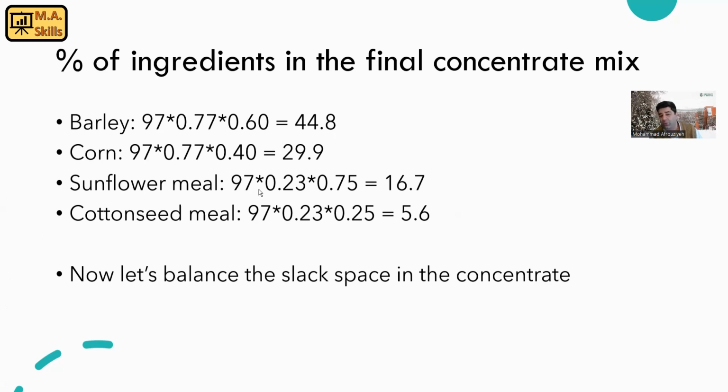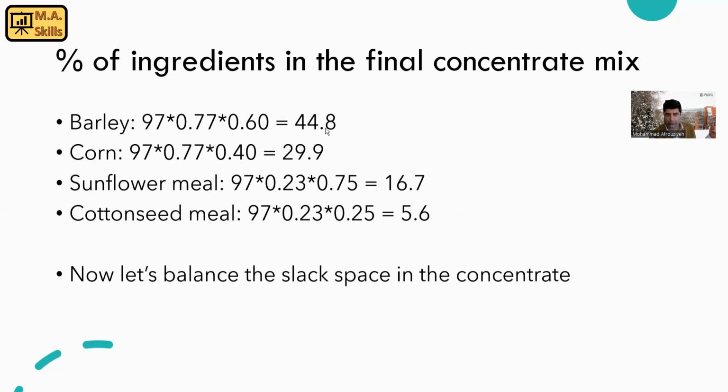It's the same idea for corn. It's the same idea for the protein sources, except in the protein sources, instead of 77%, you need to use 23% because they belong to the protein section, right? To the Y section that we calculated in the previous slide. So now I have the numbers for all of my ingredients, and you need to double check. You need to add them up. The sum of these ingredients should be 97.